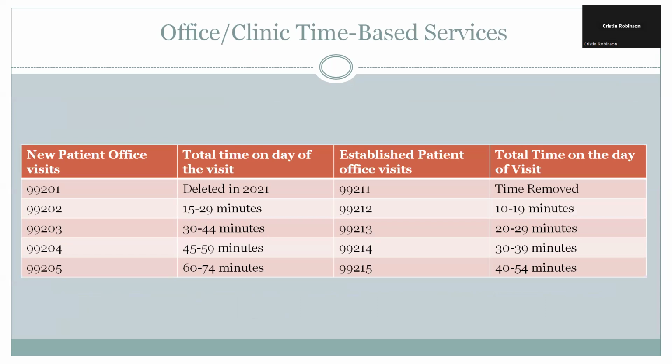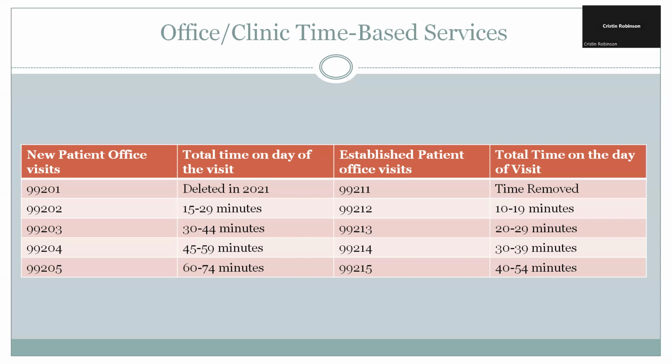So let's look at our chart we have here. So for a new patient office visit, you have 99201 through 99205. As you can see, in 2021, they deleted the 99201 and they updated the 99211 to remove time. Now, for your 202 through your 205, you've got your ranges, your 15 to 29, 30 to 44, 45 to 59, and 60 to 74.